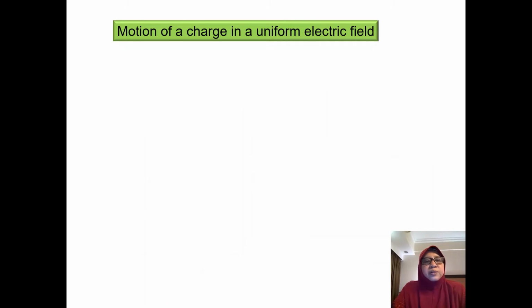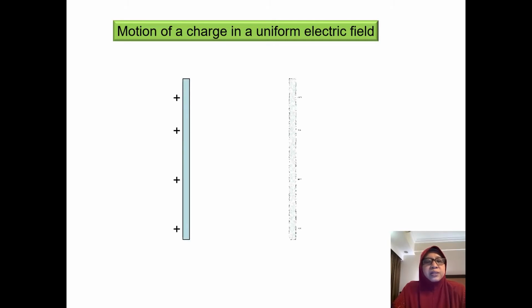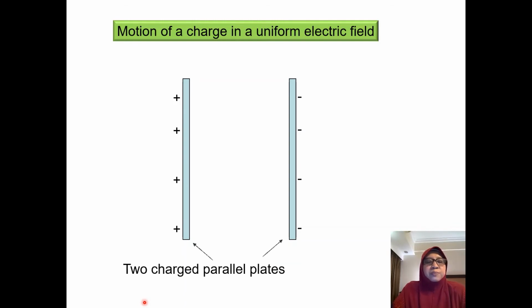Next, we are going to discuss the motion of a charge in a uniform electric field. The uniform electric field example is between the two plates here. Just now it was point charges. Now the plates: one is positively charged, another one is negatively charged. Two charged parallel plates.